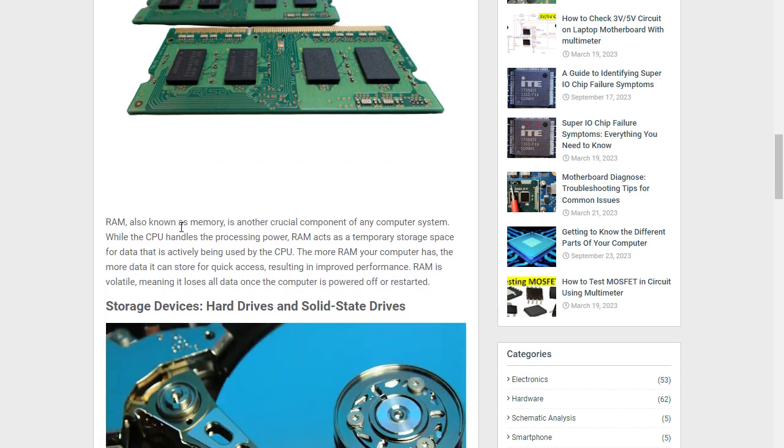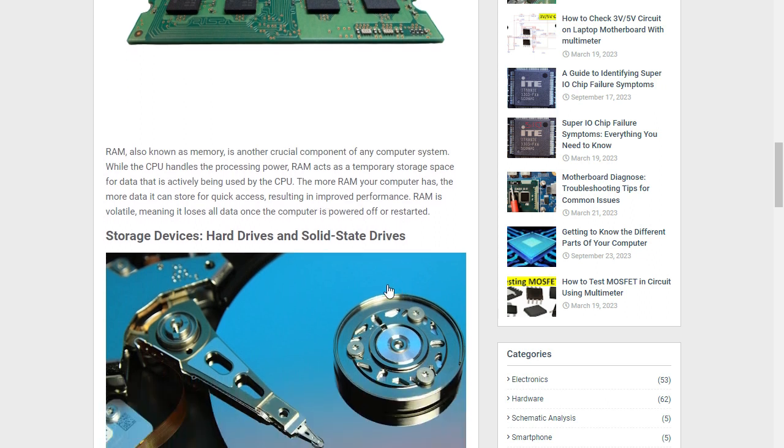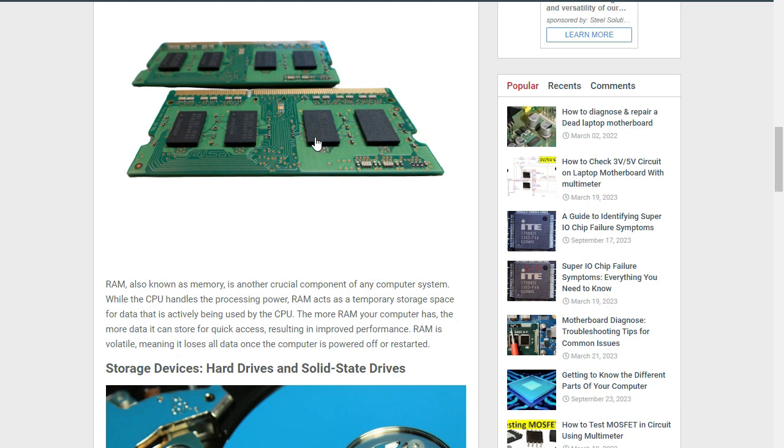RAM, also known as memory, is another crucial component of any computer system. While the CPU handles the processing power, RAM acts as a temporary storage space for data that is actively being used by the CPU. The more RAM your computer has, the more data it can store for quick access, resulting in improved performance. RAM is volatile, meaning it loses all data once the computer is powered off or restarted. RAM is a very important component, because without RAM, nothing is going to be displayed on the screen.